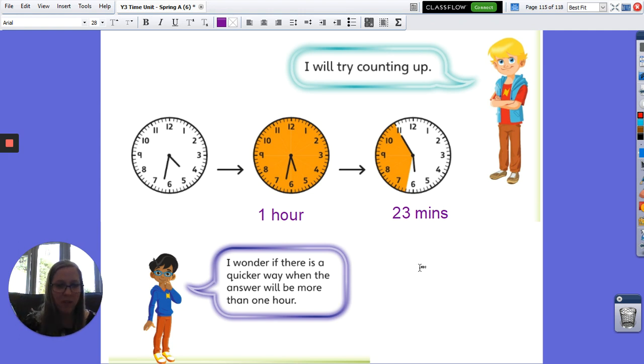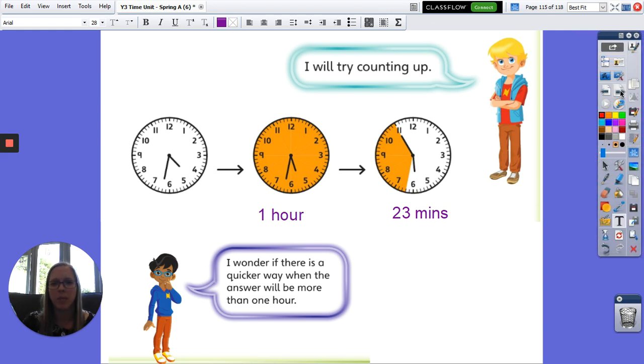So I wonder if there's a quicker way when the answer is more than an hour, instead of setting your clock and counting it all the way around. What do you think? Could you calculate some of that mentally? I think you probably could.